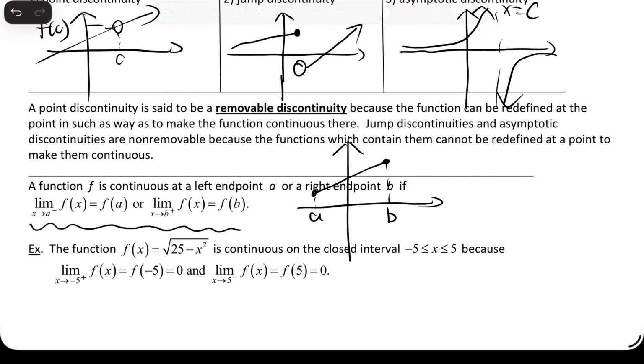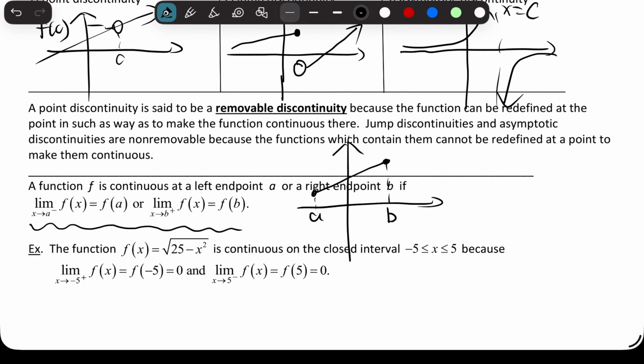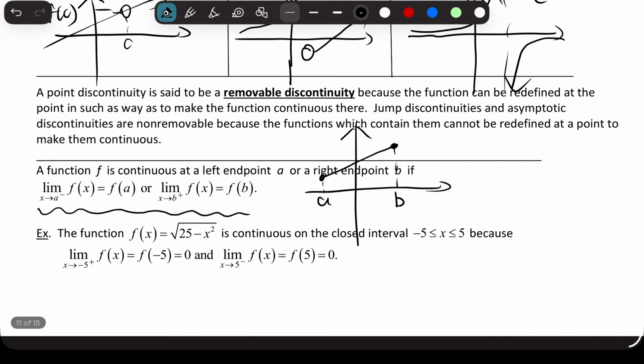So it's kind of the other way around. When we're trying to test if the left end is continuous, we use the right limit. When we're trying to test if the right end is continuous, we use the left limit. If it's smooth here, and it's also smooth here, that means the whole function on this closed interval is continuous. This is one example.